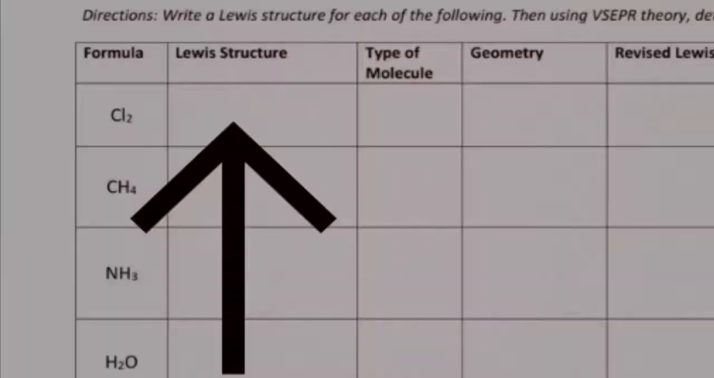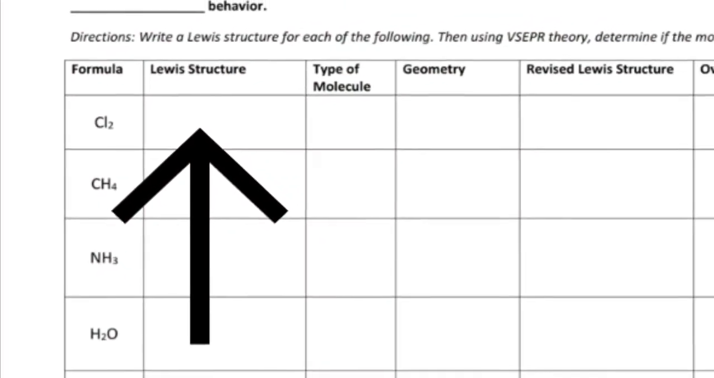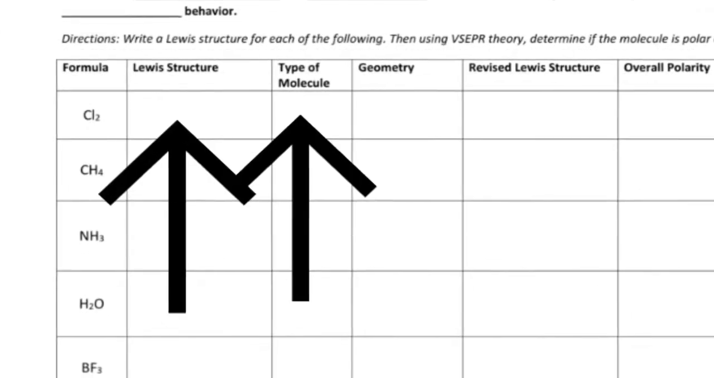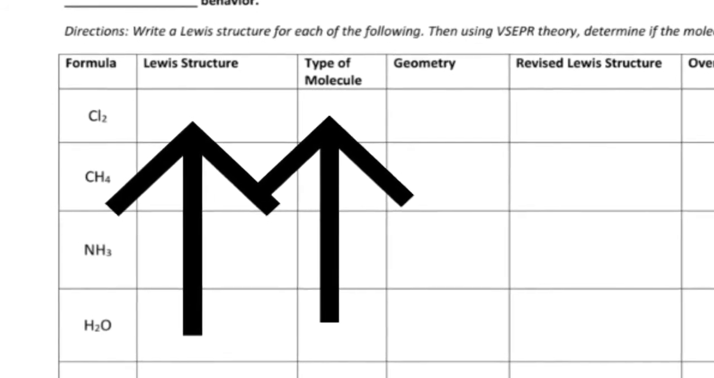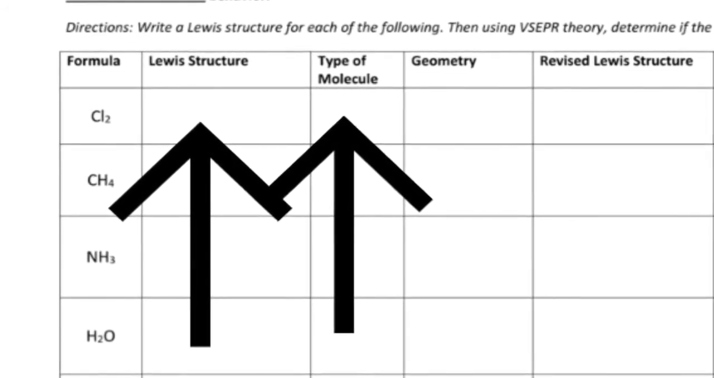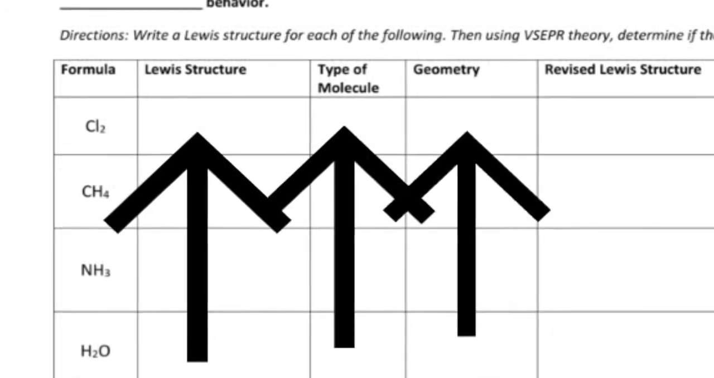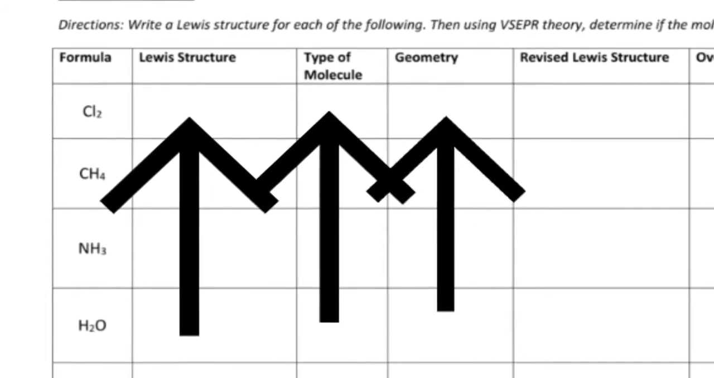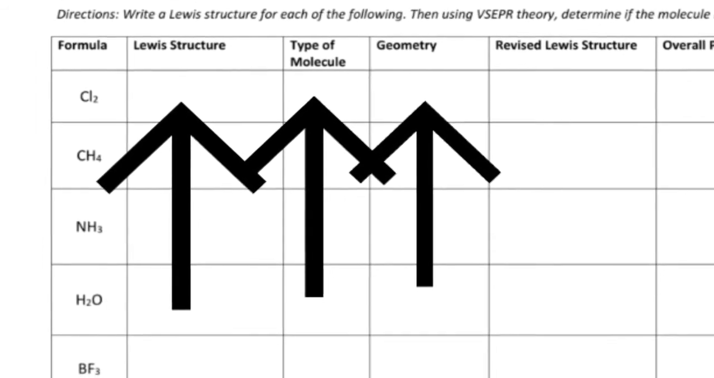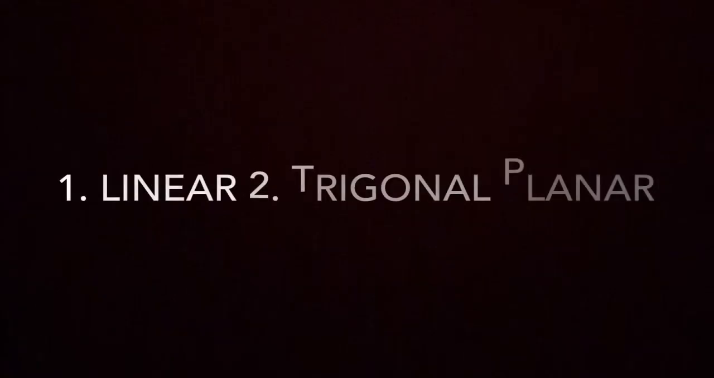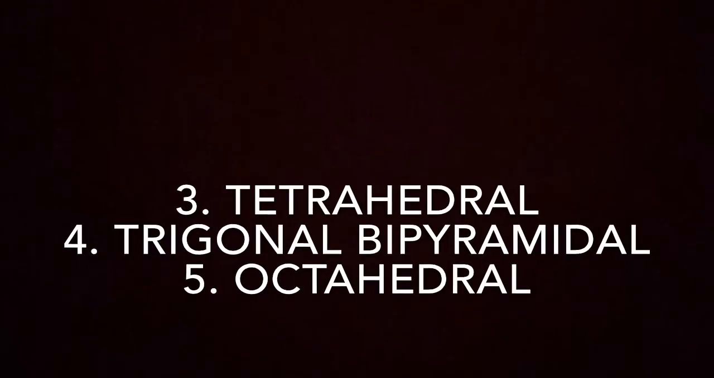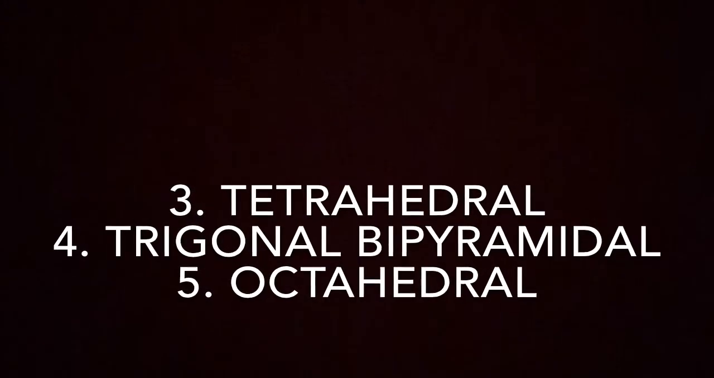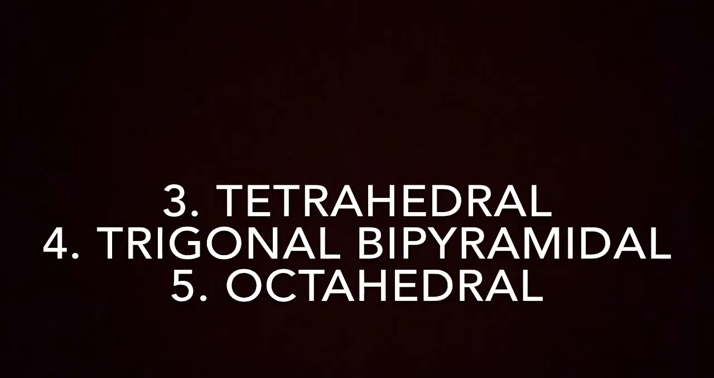Now, how do we apply VSEPR theory to determine molecular geometry? First, we draw a plausible Lewis structure of the molecule or polyatomic ion. Then, we determine the number of unshared electron pairs and number of bonds around the central atom. Multiple bonds count as a single bond. This will become important later. Then, we establish the geometrical orientation of the electron pairs around the central atom as one of the following electron geometries: linear, trigonal planar, tetrahedral, trigonal bipyramidal, or octahedral. Then, we describe the molecular geometry.